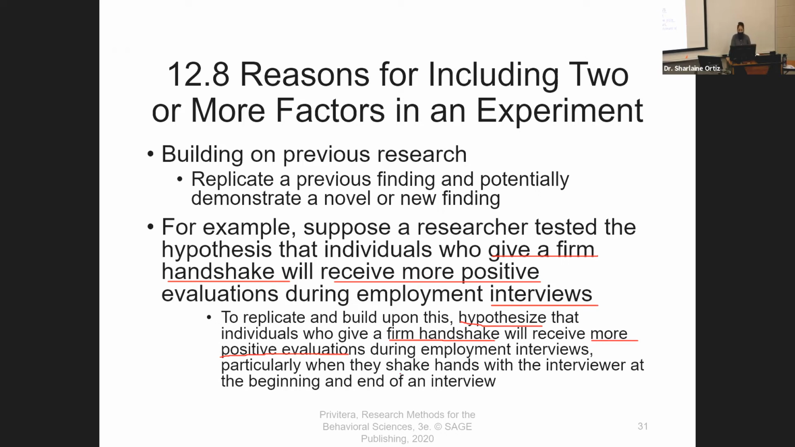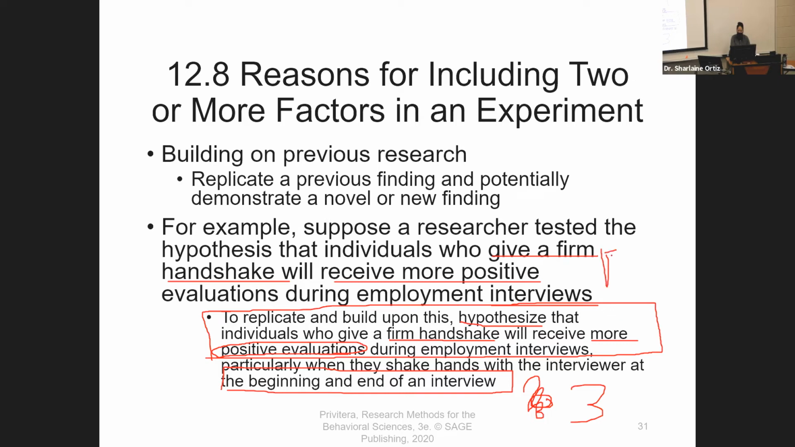Notice that because of that, you can start determining whether or not this individual did in fact receive those positive evaluations. And you're also going to include another factor. Remember, because we want to include another factor. Notice that here, the factor that you started including was, not only are we going to look at whether or not they provided a firm handshake and got positive reviews, but also whether they did it at the beginning and the end of the interview. So notice that was your other factor that you included.